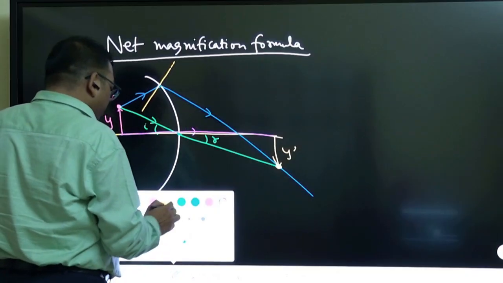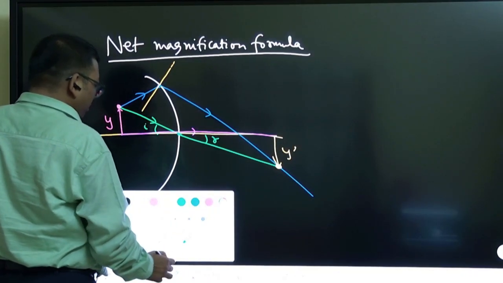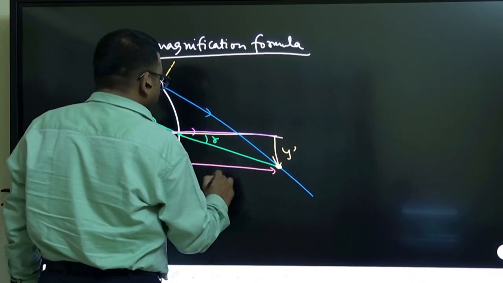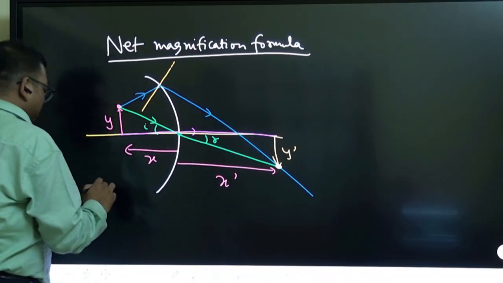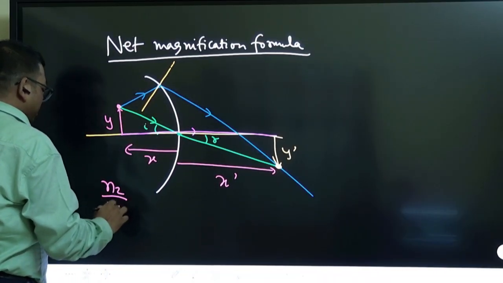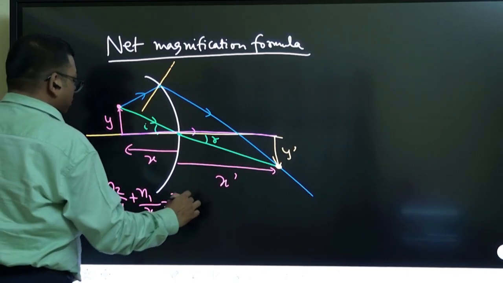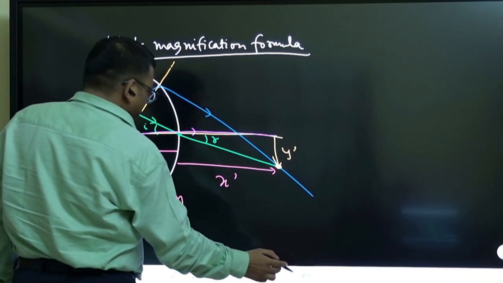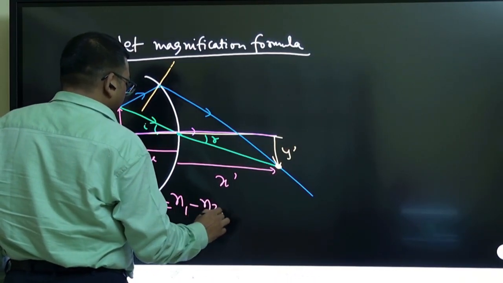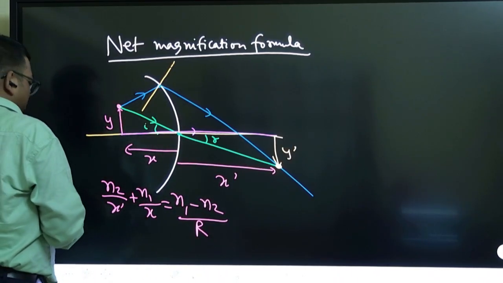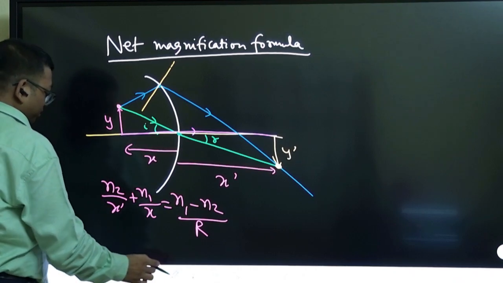Already we have found a relation between x dash and x. Remember, this I have already taken as x, and this I have already taken as x dash. We have got a relation. What was that? n2 by x dash plus n1 by x is equal to n2. No, it was n1 minus n2 by r it was. Correct? This is the result we have got.